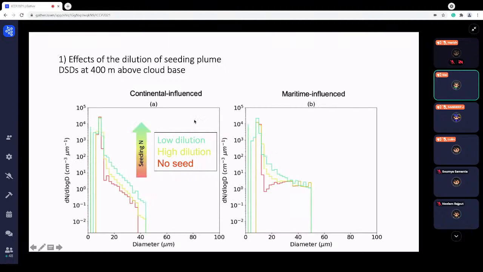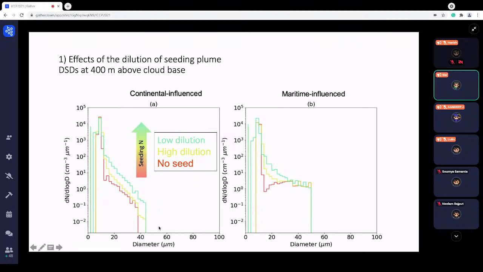The figures show the droplet size distribution at 400 meters above cloud base in the continental influenced and the maritime influenced region. Overall, we can see the seeding effect is more pronounced in the continental clouds compared to the no seed, as we see in the red histogram.